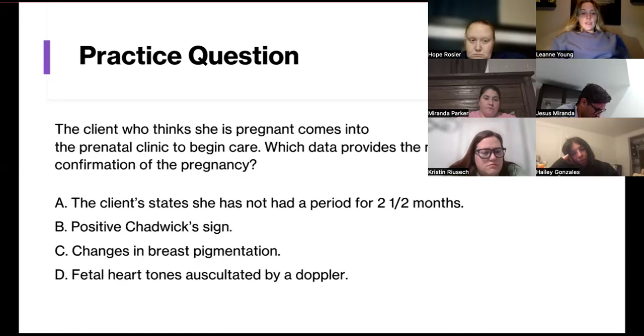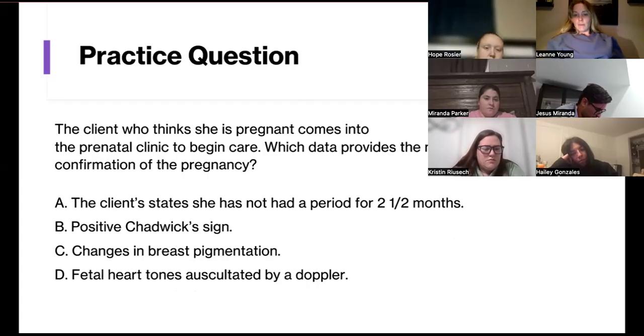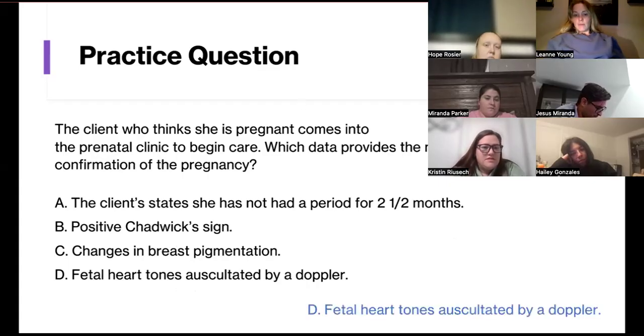A client who thinks she's pregnant comes into the prenatal clinic to begin care. Which data provides the most definitive confirmation of the pregnancy? D, as in dog. Yep, you got it. Fetal heart tones auscultated by a Doppler. The other ones, so amenorrhea, not having a period, would be presumptive. Positive Chadwick sign would be probable. And then changes in breast pigmentation would be presumptive too.